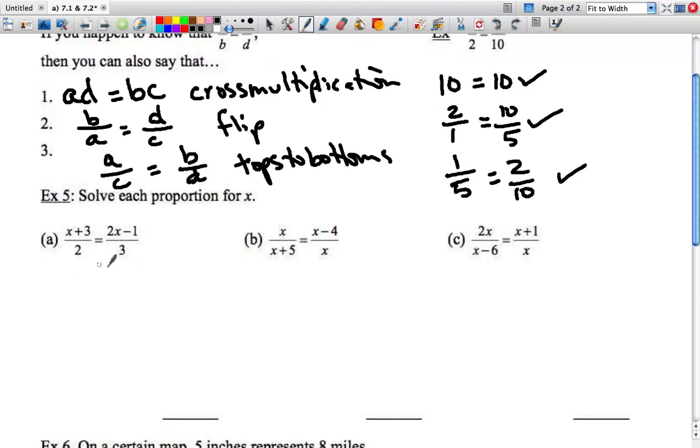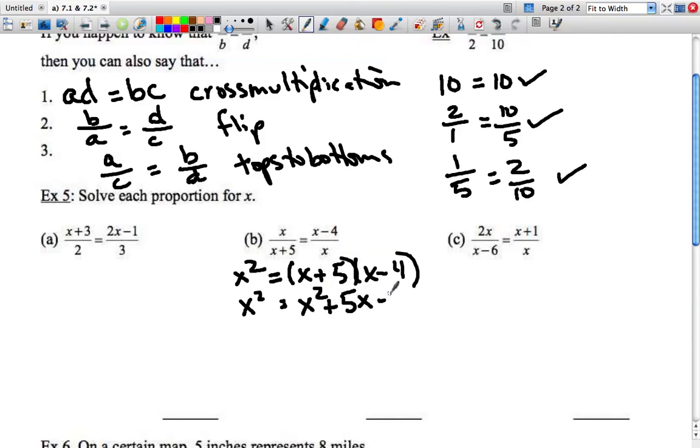Here is some practice. I'll do the first one, and then I'd like you to do 5b and 5c. Okay, actually, I'm going to do 5b. 5a looks pretty straightforward. 5b, it looks like we have to do a little foiling. So let's go ahead and do it. So you cross multiply. So I have x times x is x squared. You have x plus 5 times x minus 4. And we want to FOIL that properly by making sure we multiply first times first, outers and inners, and the last.